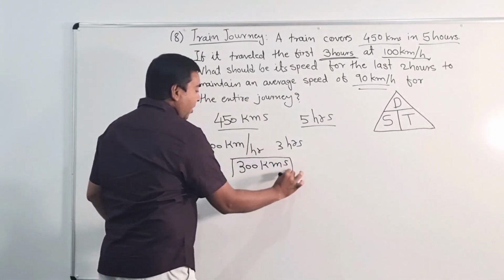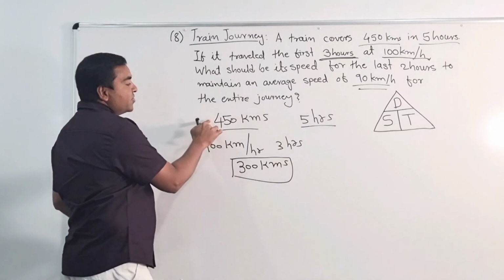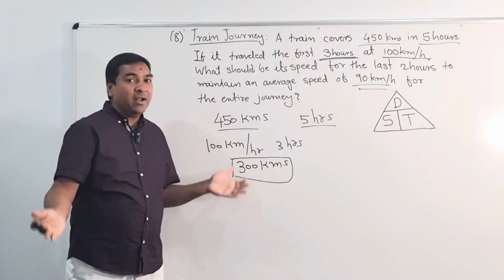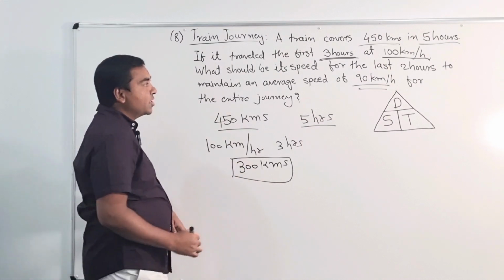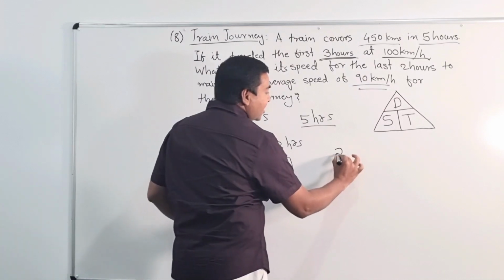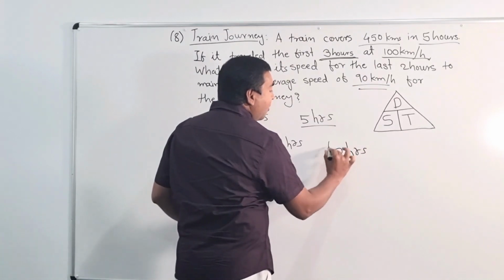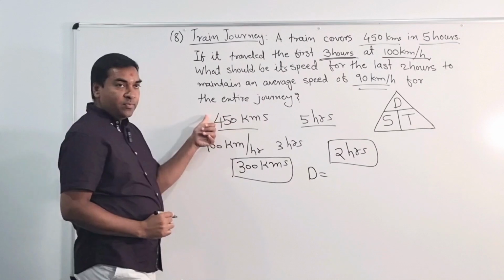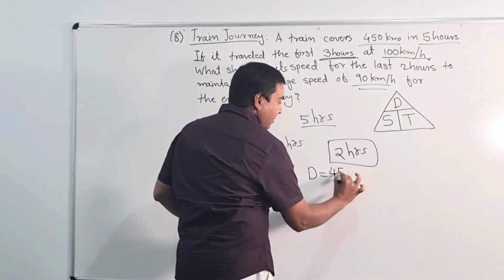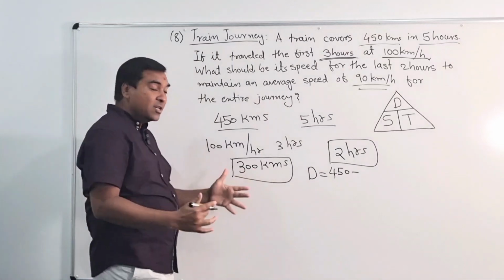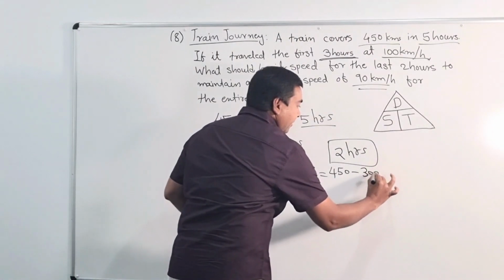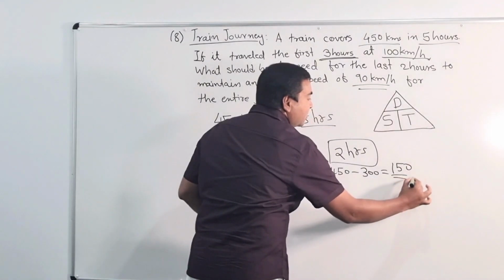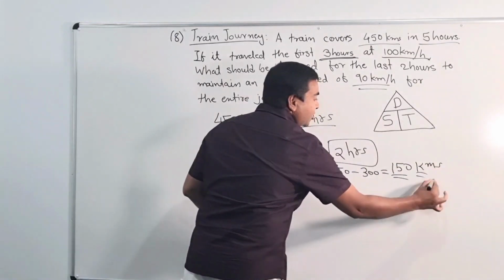Now you will understand, guys, what is the total distance? 450 kilometers. Out of that, 300 kilometers is already traveled. So now we're going to focus on the next 2 hours. For the last 2 hours, how much is the distance that needs to be traveled? The total distance is 450, and 300 kilometers is already traveled, so I can minus that. I will be getting 450 minus 300 is 150. So 150 kilometers of distance is yet to travel.